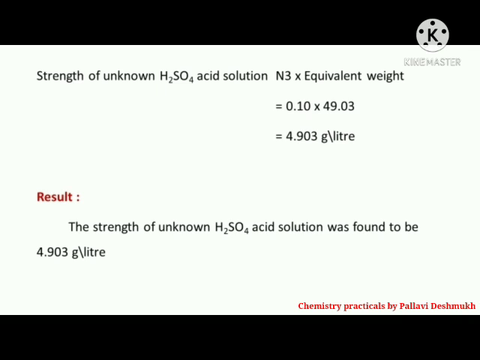By knowing the normality of the unknown H2SO4 solution, the strength of the unknown H2SO4 solution can be calculated by using the simple formula, that is normality into its equivalent weight, and the equivalent weight of H2SO4 is 49.03 grams. So by putting these values, the strength of unknown H2SO4 solution can be calculated, which is 4.903 gram per liter. So the result is the strength of unknown H2SO4 solution was found to be 4.903 gram per liter.